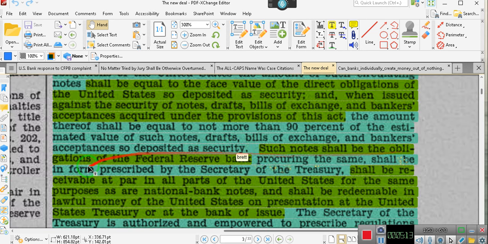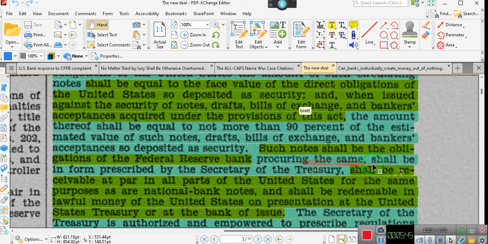Such notes shall be obligations of the Federal Reserve. Procuring the same. Not didn't say receiving a deposit. Procuring the same. Now, I know. So deposited as security. Direct obligations of the United States. Pay attention. Shall be equal to the face value of the direct obligation of the United States so deposited as security. That's what you're doing. You're giving them a security with a blank endorsement. Now, pay attention.